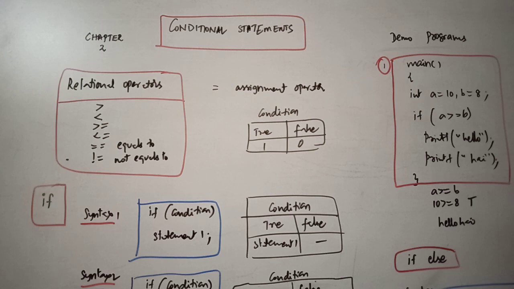If else, if ladder, nested if, and switch case. The syntax of all these conditional statements in C language are similar in C++ and Java. So you concentrate on this chapter. The way you use if else, if ladder, nested if, and switch case in C language is the same as in C++ and Java. And we use relational operators for these things here.